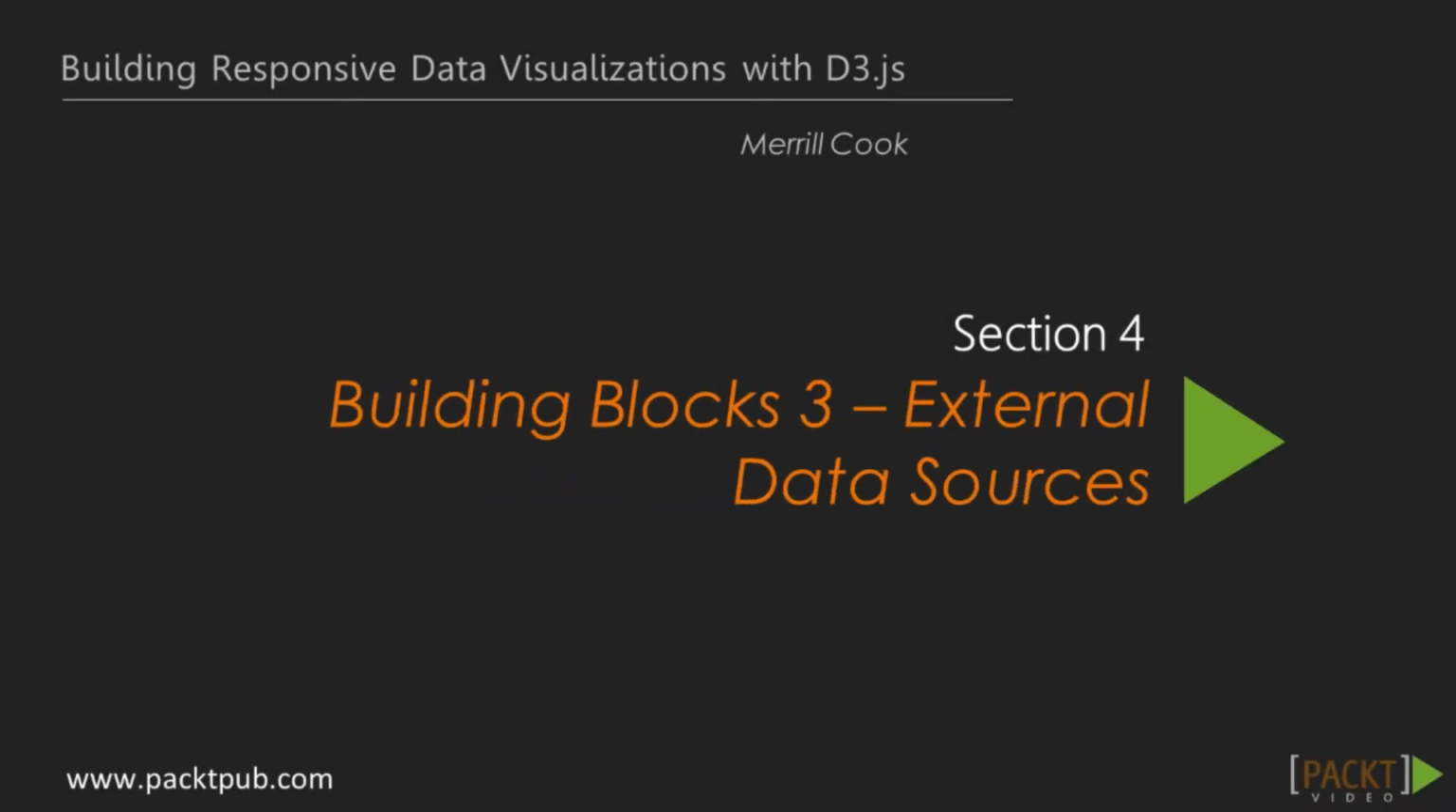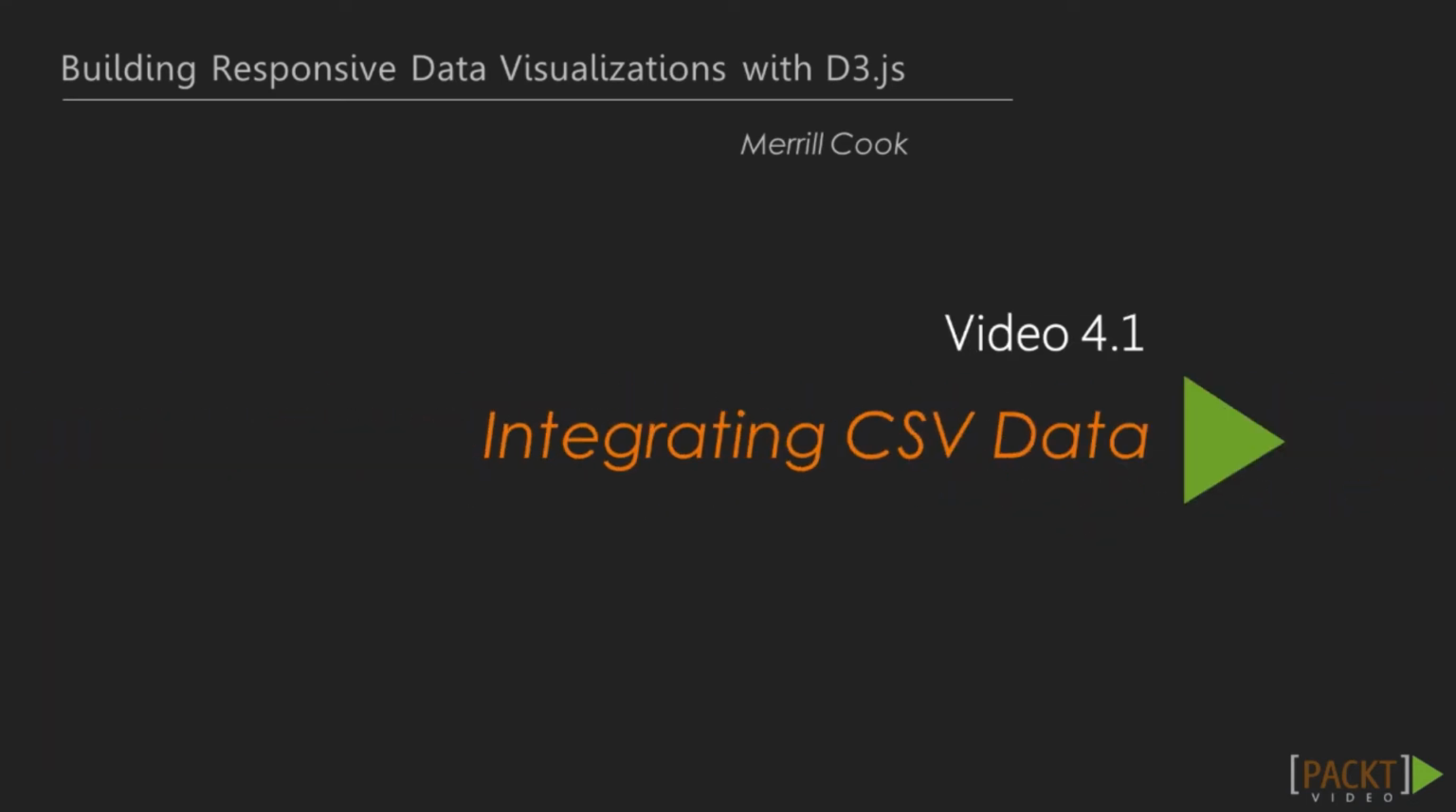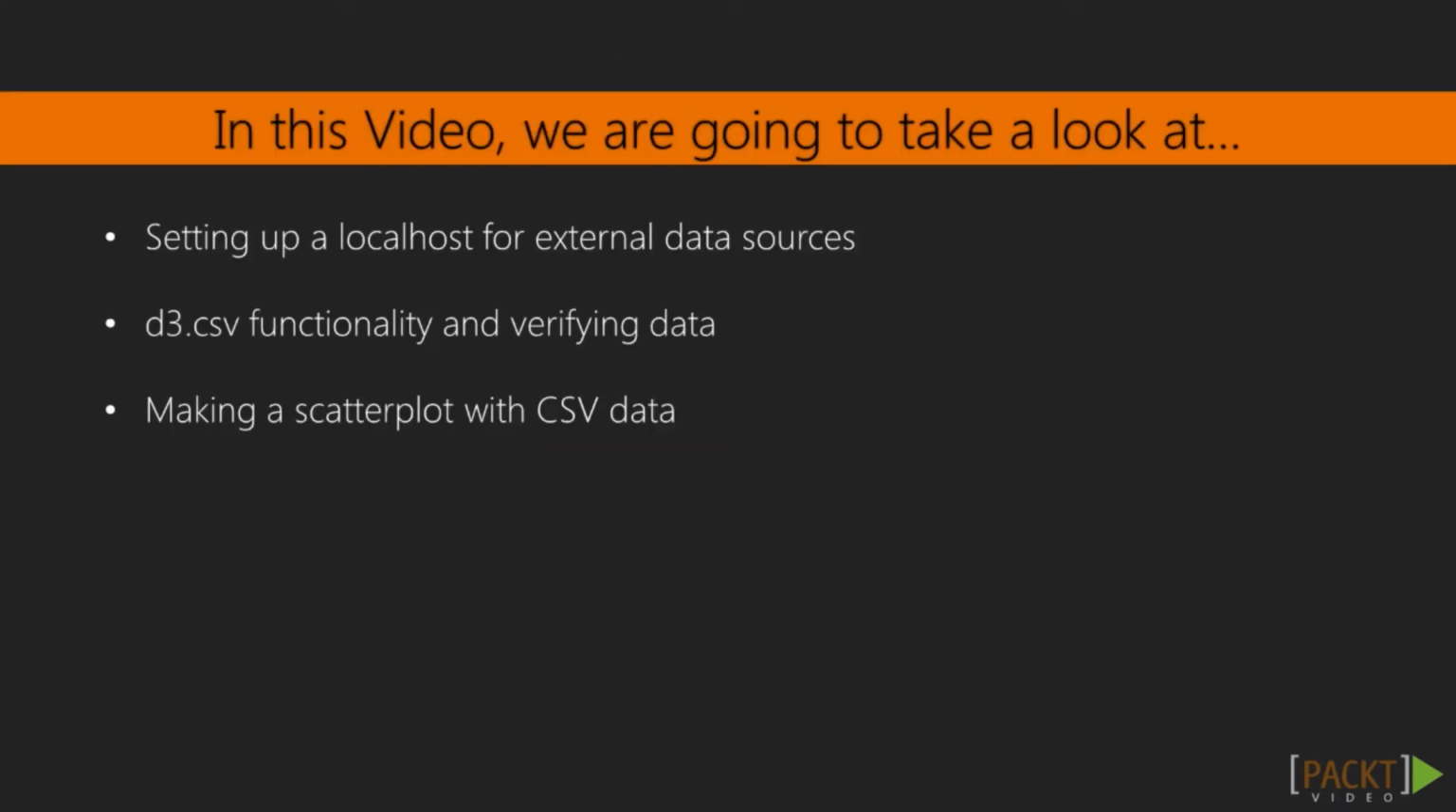Welcome to Section 4 on External Data Sources. This is the first video of the section on integrating CSV data. In the previous section, we covered the basics of responsive design, as well as how to resize visualizations based on their container size, essentially responsively redrawing visualizations. In this video, we'll set up a localhost for external data files and proceed through the d3.csv function to construct a scatter plot.